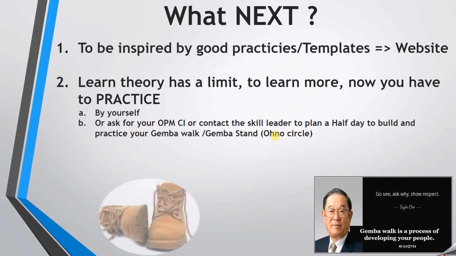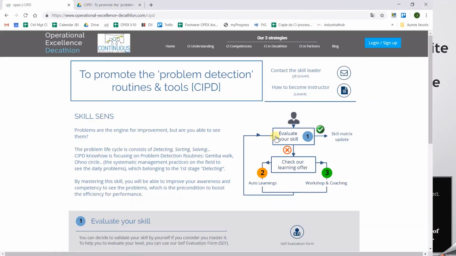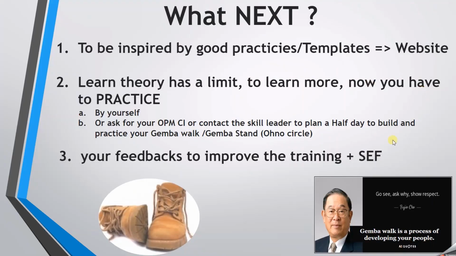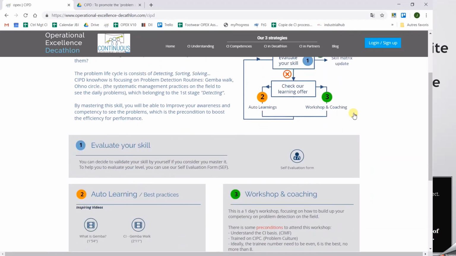And third, please send us your feedback on how to improve this training. To send the feedback is very easy. You go on the website and you can contact the skill leader. And also, do not hesitate to start to fill in the self-evaluation form on the website, in order to evaluate your skill level.